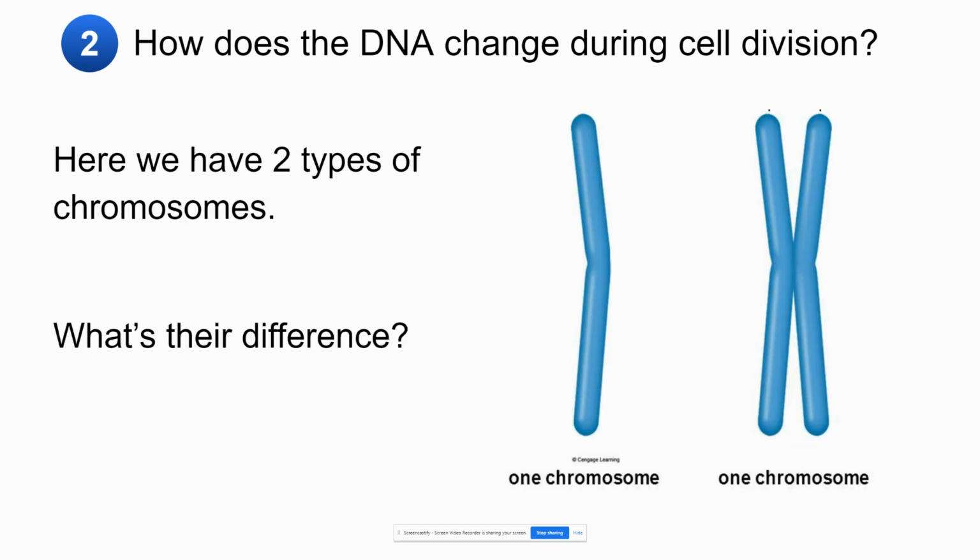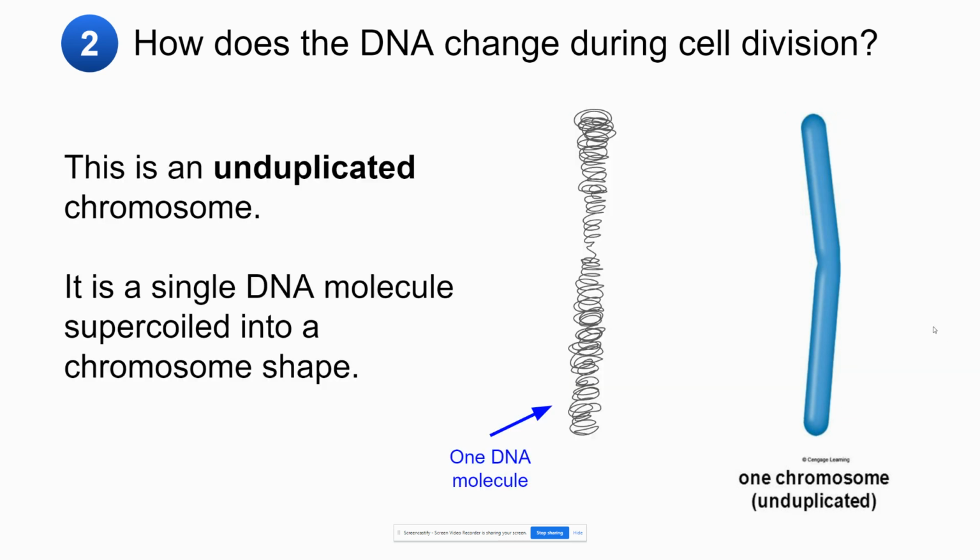Now, there are two ways that we might see chromosomes, or two types of chromosomes that we might see during mitosis. Each of these are considered to be just one chromosome. So this is one chromosome, and this together is still considered one chromosome. Get it? Okay, so what's their difference?